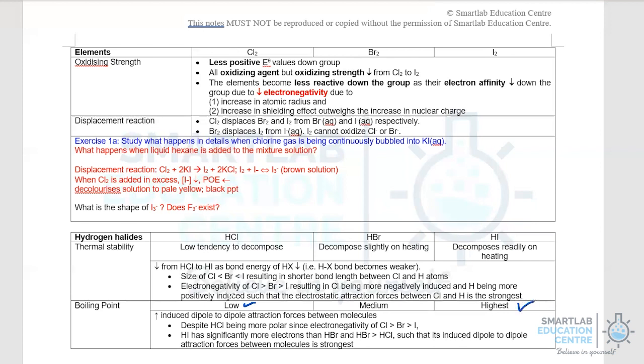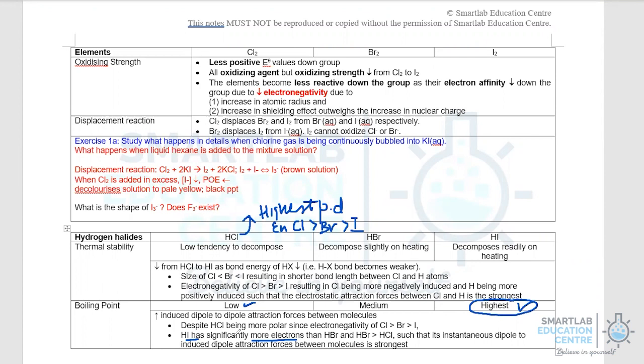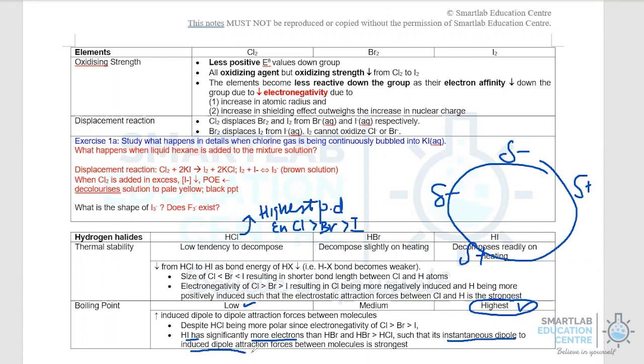The reason for that, despite the fact that HCl has the highest permanent dipole among all 3 molecules, is that the electronegativity of Cl is way larger than that of your bromine and your iodine. Then why is it that HI still has the highest boiling point? It's because HI has significantly more electrons, and because it has more electrons, it has a larger electron cloud, better able to polarize its molecule with delta plus and delta minus, and therefore able to form stronger instantaneous dipole to induced dipole attraction forces between the molecules. So overall, the intermolecular force of HI is higher than that of your HCl.